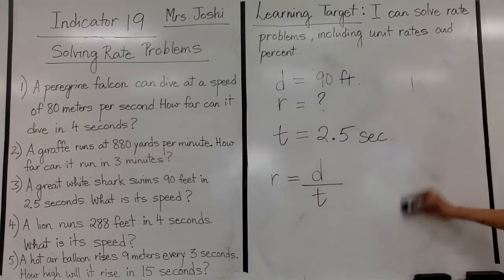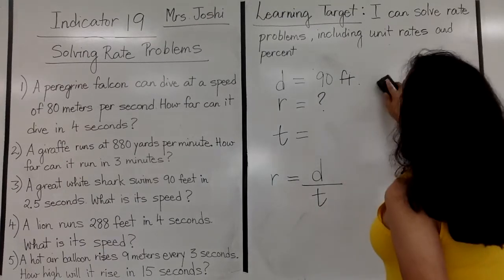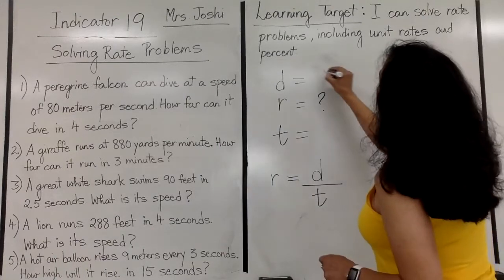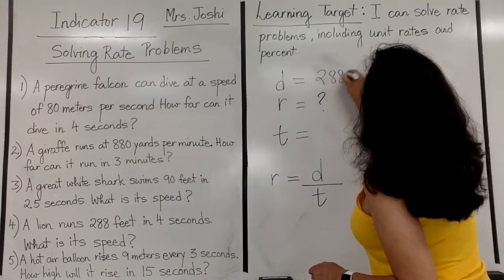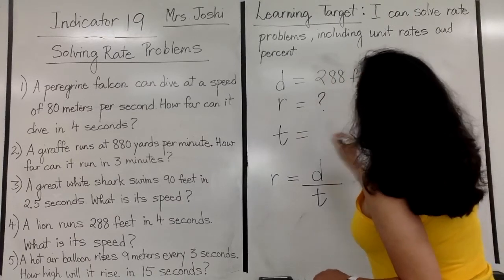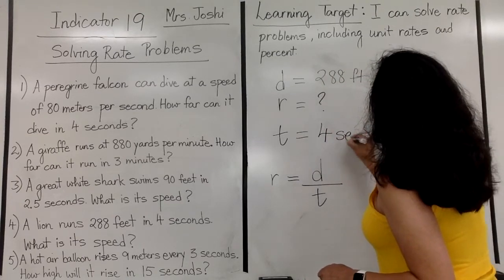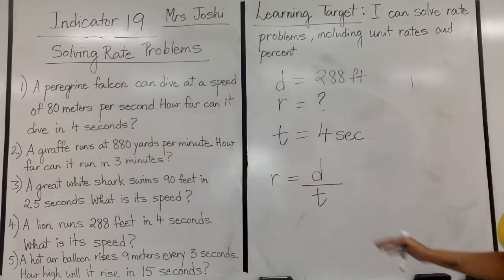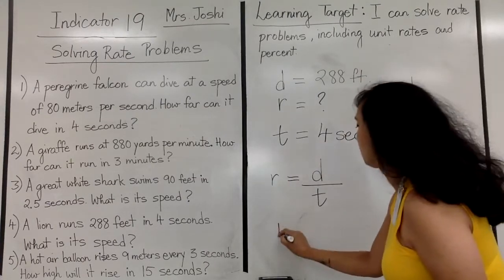And we've already said that speed is distance divided by time. So I am going to replace these values because the lion is running 288 feet in 4 seconds. So what is its speed? So I'm going to substitute the values now.